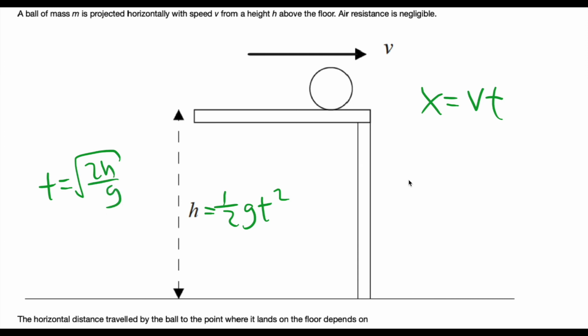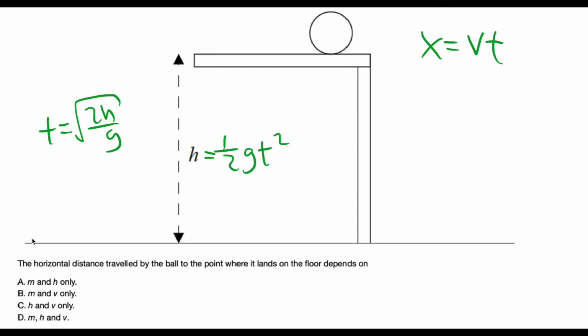So those are the quantities that impact the amount of horizontal displacement the ball travels. So m does not impact, we know this. B does not impact, so A, B, D are wrong. So only C is the correct option.